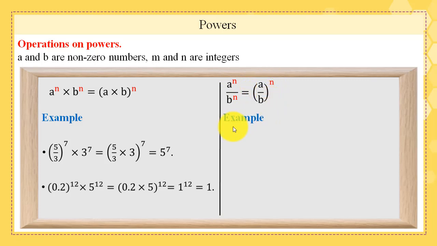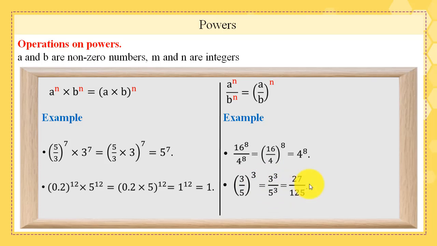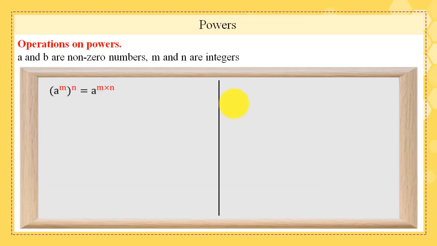Example, 16^8 over 4^8 equals (16/4) to the power 8, which is equal to 4^8. Also, (3/5)^3 equals 3^3 over 5^3, which is equal to 27 over 125. Fifth property: (a^m)^n equals a^(m times n).